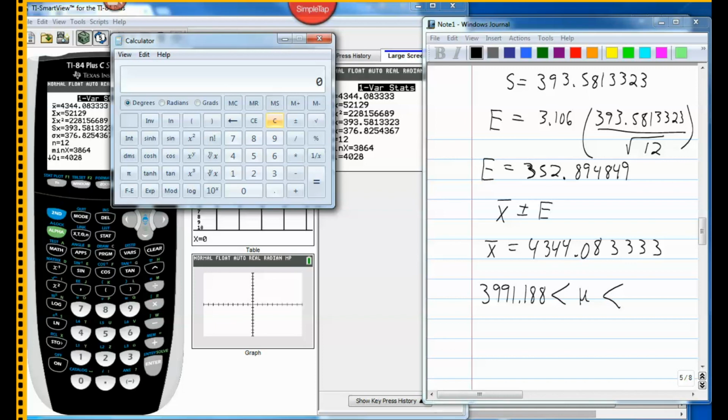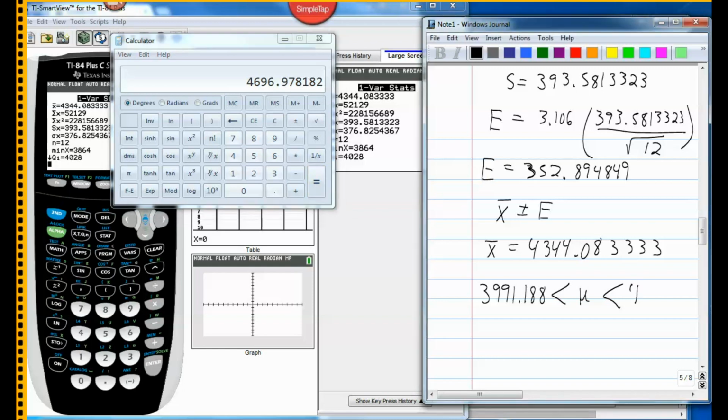Alright, and the upper boundary we say X bar plus E. So 4344.083333 plus 352.894849. And so the upper bound is 4696 point, if I round to 3 places, 978. Okay.